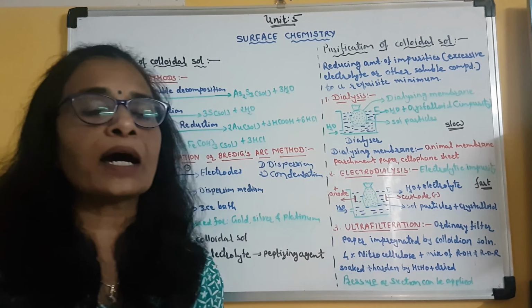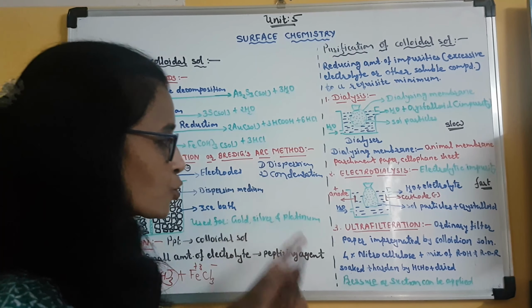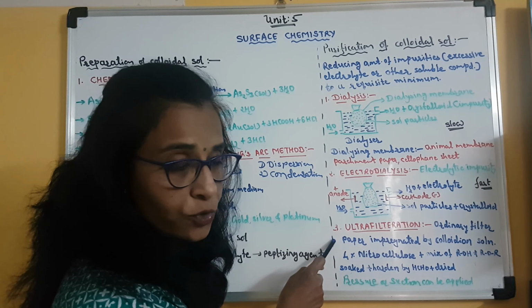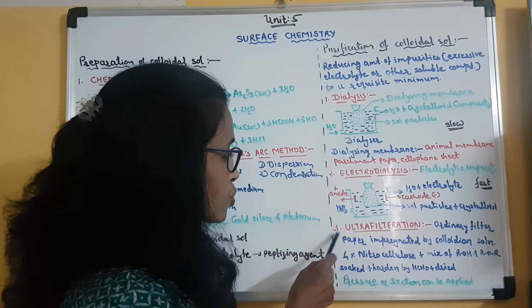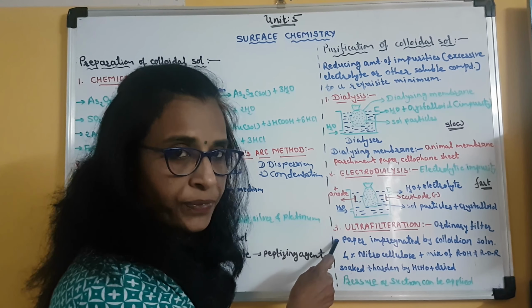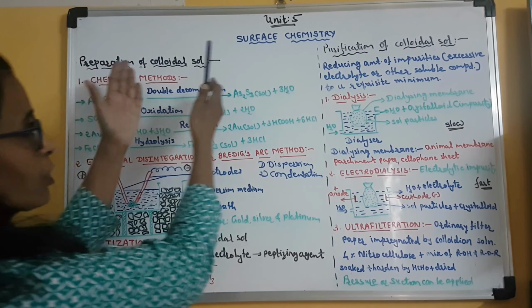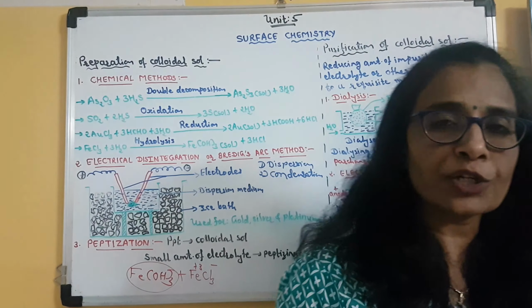All of them are very important for 2 marks questions. This can be asked as a 1 mark MCQ, 1 mark objective type or 2 marks objective type question. Is it clear? So today we have discussed preparation of colloid and purification of colloid.